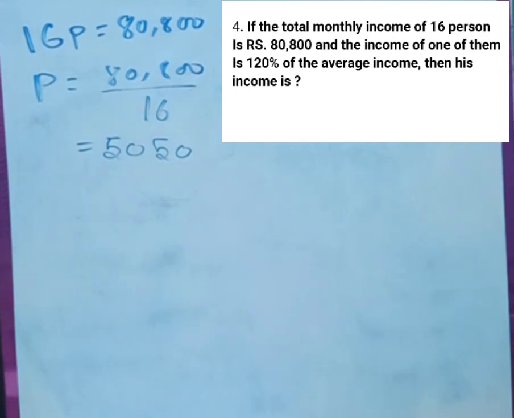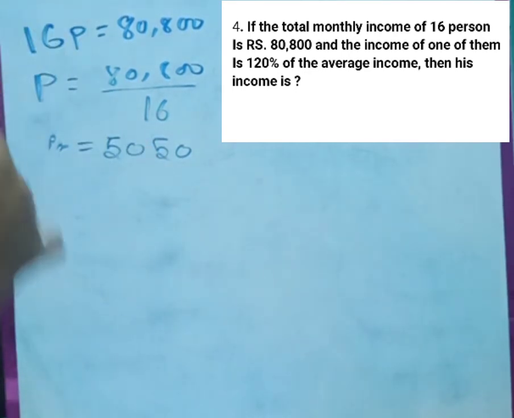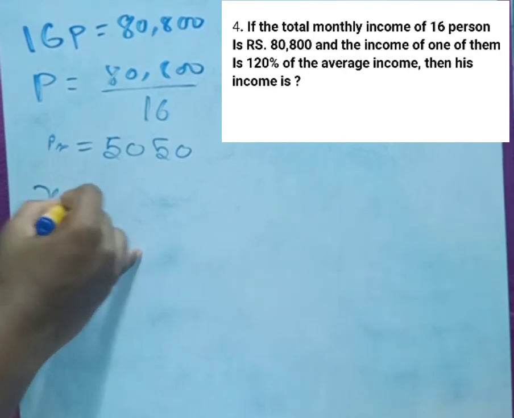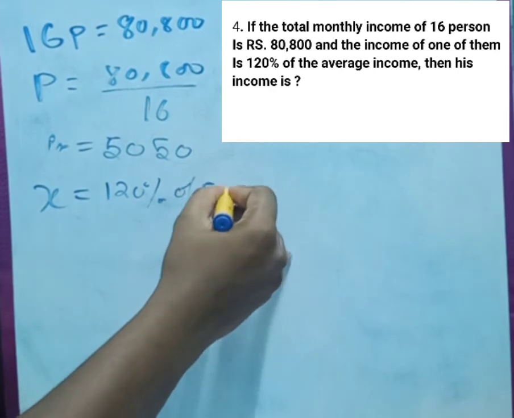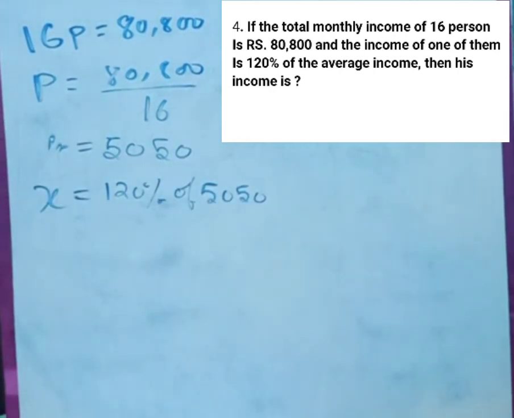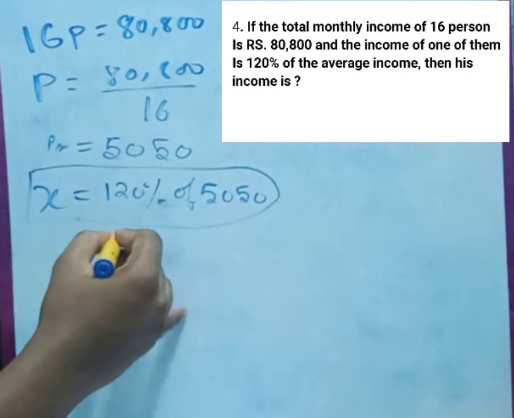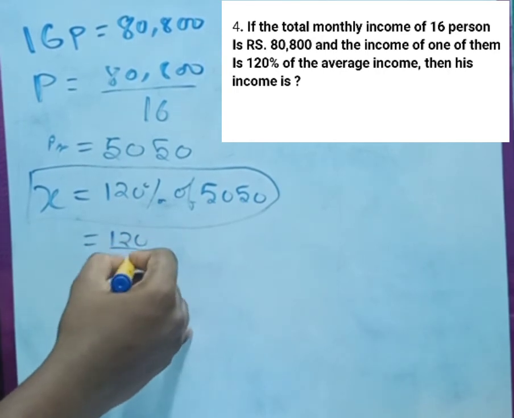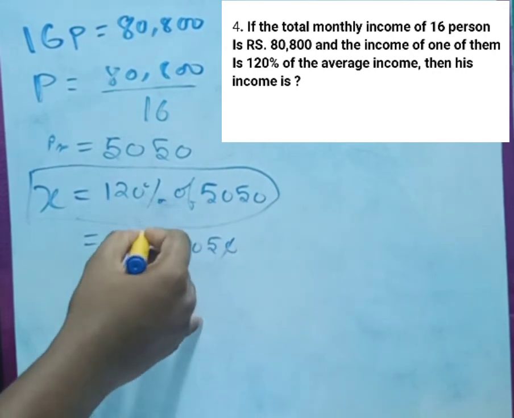Now what they are saying is that among those 16, one person's income is 120% of the average income. So what is our average? We have 5050. So let that person's income be x. So x is equal to 120% of 5050. So we framed one equation, right? Very easy, guys. After that, you have to solve it. So 120 by 100 into 5050, right? Two zeros cut, two zeros cut, right?